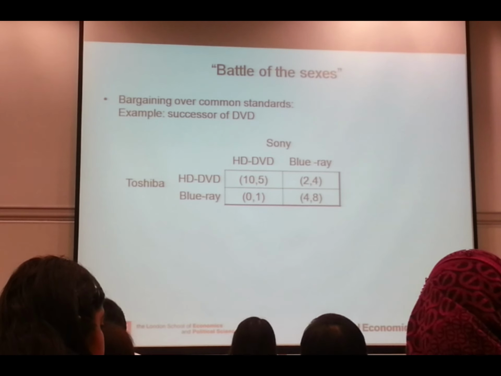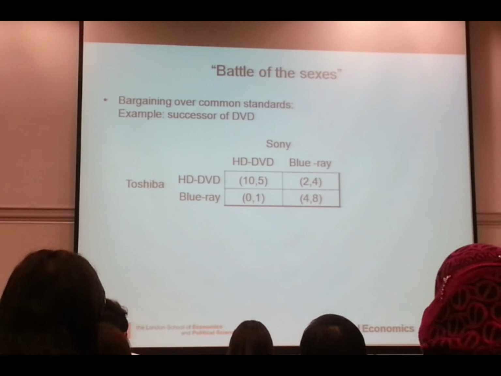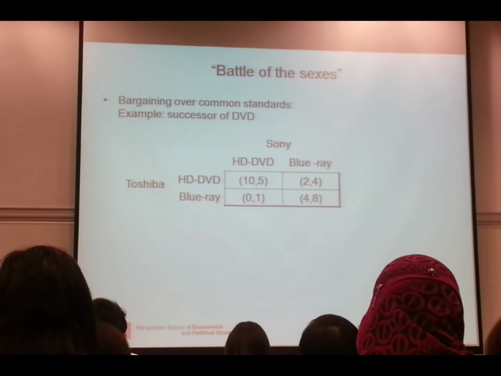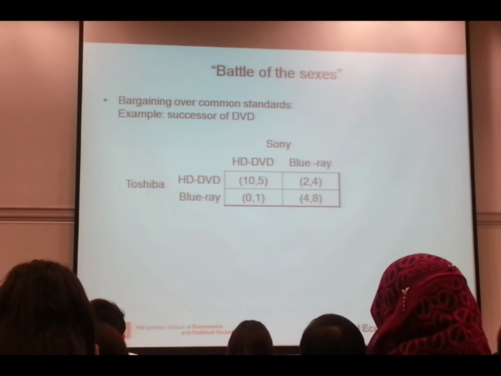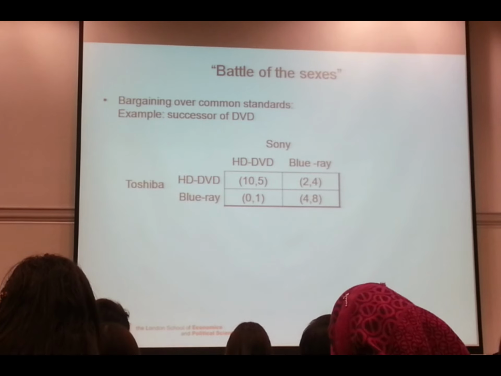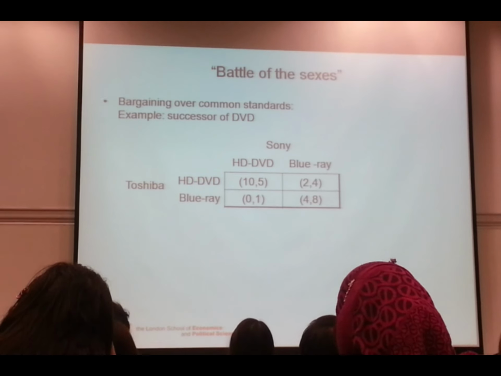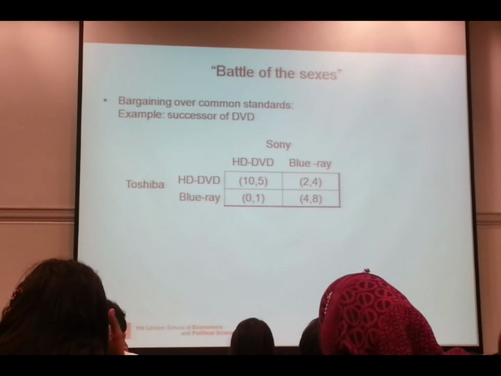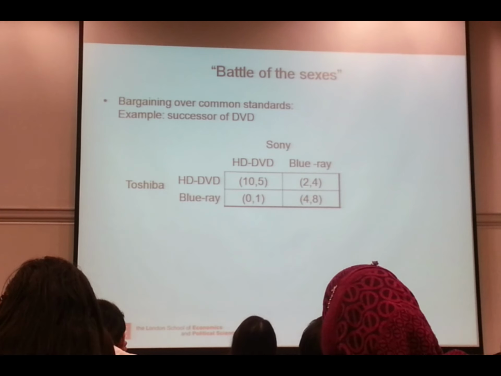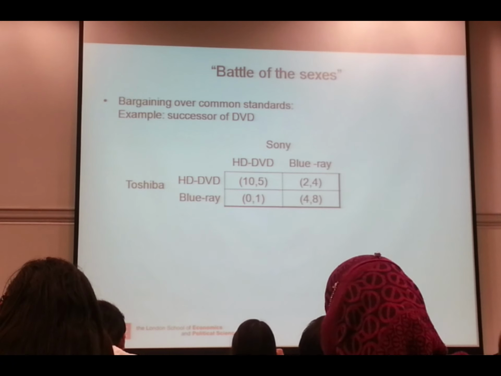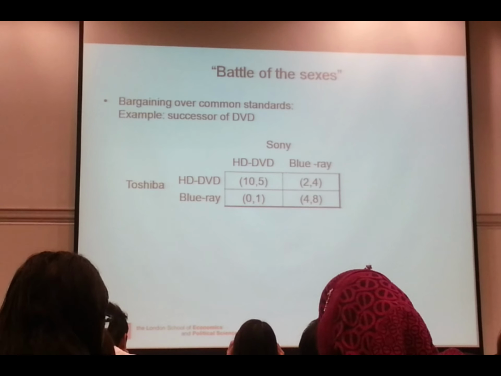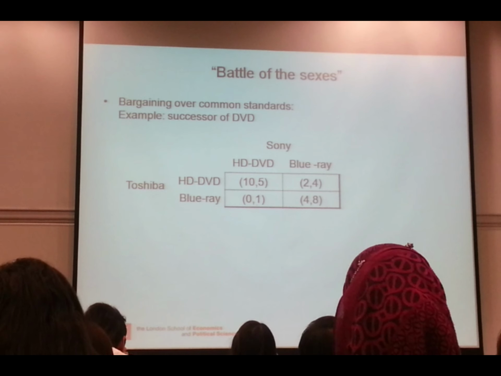One example would be choosing the successor of the DVD. So there are two product designs, Toshiba and Sony. It's clear from this that Toshiba prefers the HD DVD system and Sony prefers the Blu-ray system, because if both firms choose the HD DVD system, Toshiba will get 10, and if both choose the Blu-ray system, then Sony will get 8. Okay.